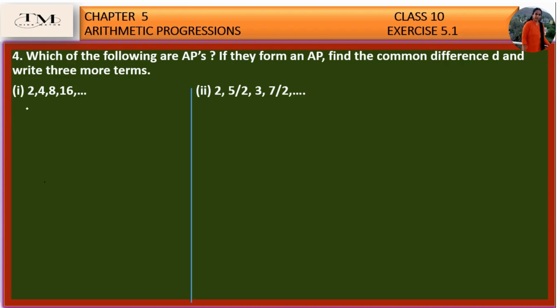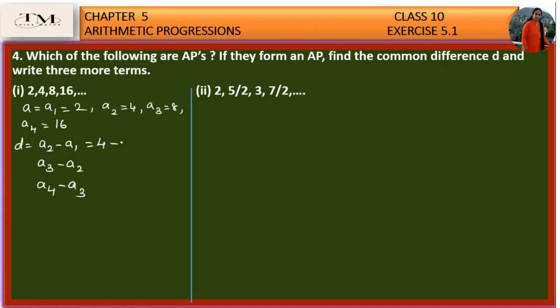Let us check that. Here the first term A, which is denoted as A1 or A, is 2. The second term is 4. Third term is 8. Fourth term is 16. Now we have to check D. D is nothing but A2 minus A1, A3 minus A2, A4 minus A3. So this should be same.